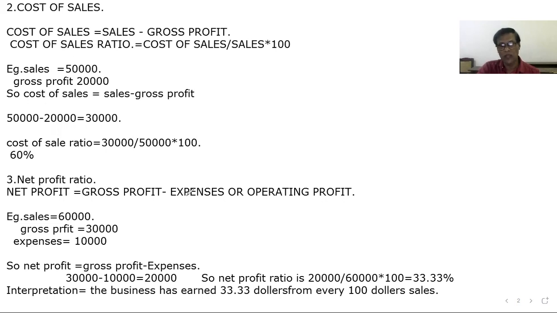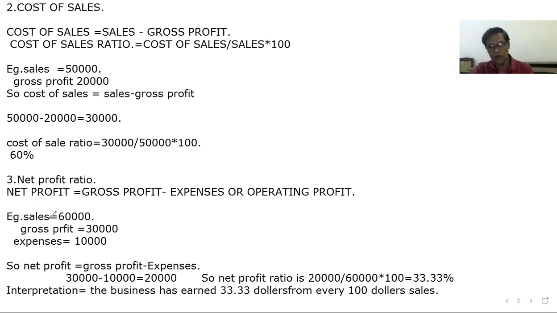You have more expenses. When you prepare the income statement, after gross profit you have to minus some kind of expenses: office and administration expenses, sales and distribution expenses, finance expenses. All these expenses when you minus, you are getting net profit. So these expenses are called operating expenses.